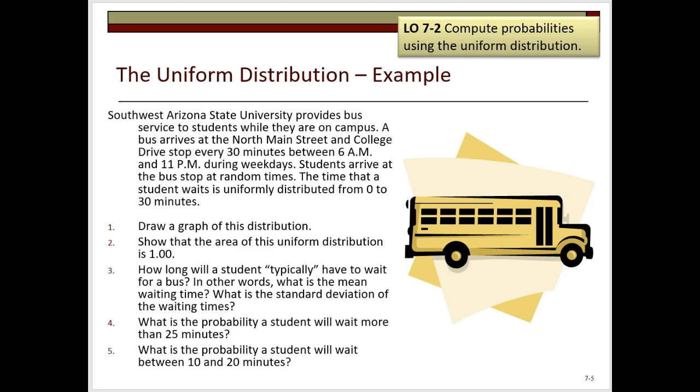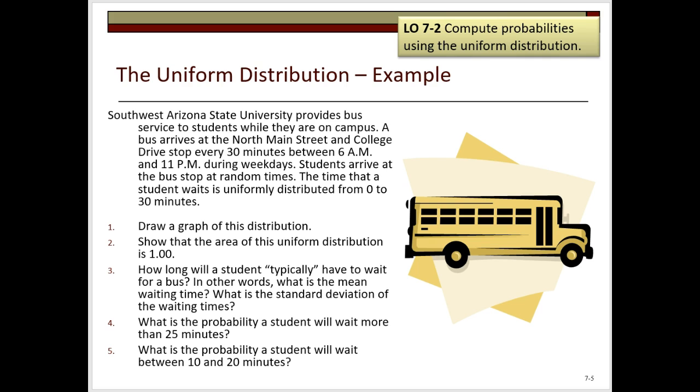To illustrate how to compute probabilities using the uniform distribution, suppose that Southwest Arizona State University provides bus services to students while they are on campus. A bus arrives at the North Main campus and College Drive stop every 30 minutes between 6 a.m. and 11 p.m. during weekdays. Students arrive at the bus stop at random times. Assume that the time a student waits is uniformly distributed from 0 to 30 minutes.